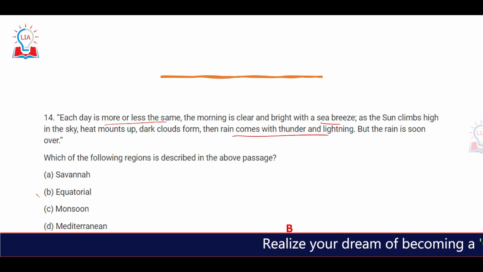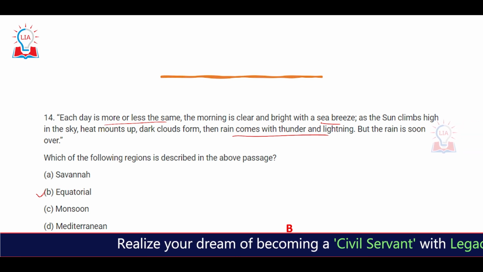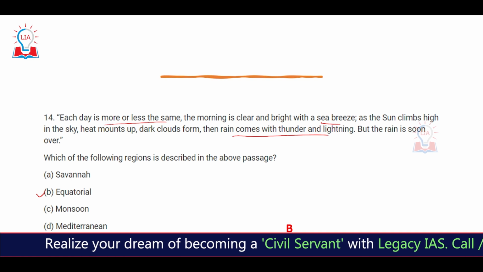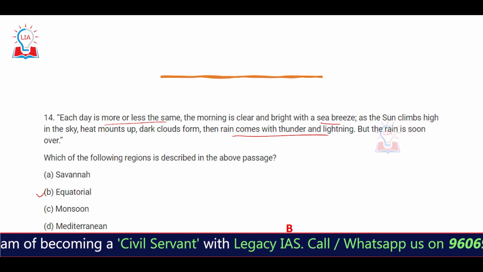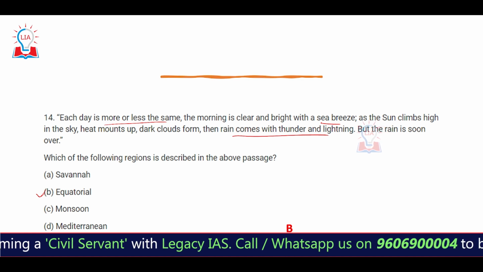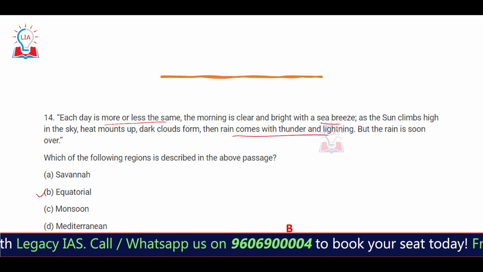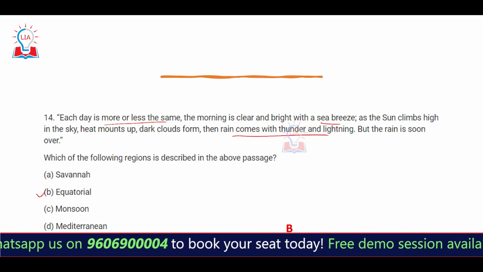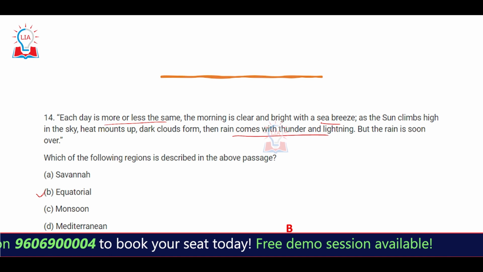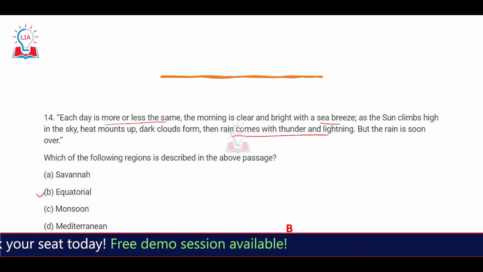So the correct answer is that this passage basically describes the equatorial region, because as you know, the equatorial region receives an equal amount of sunlight almost all through the year, and thus it does not have any change in the season. All the year it only has a single season, that is the summer season. And as the sun rises up in the sky, all the water vapor evaporates. That further leads to condensation. You have heavy rainfall, and then you have 2 to 3 hours of heavy rainfall.